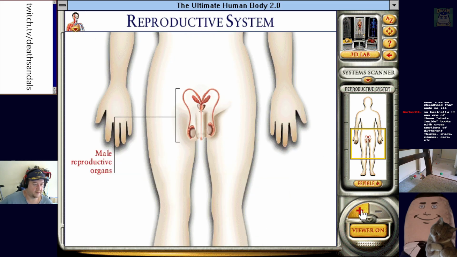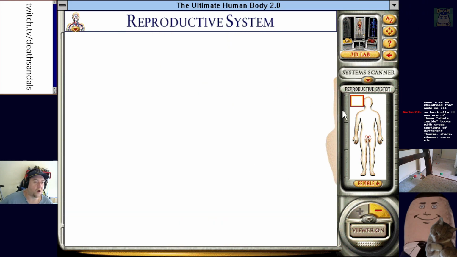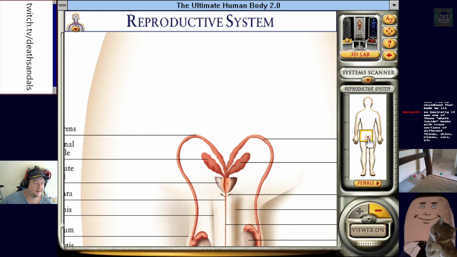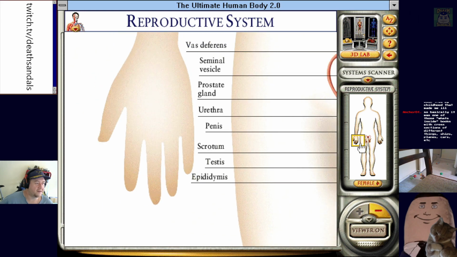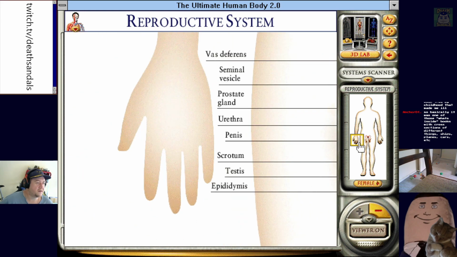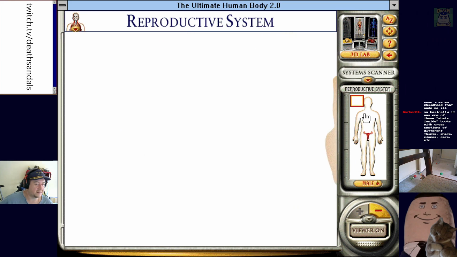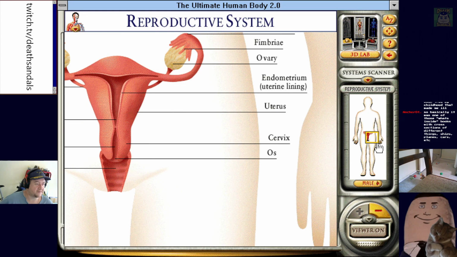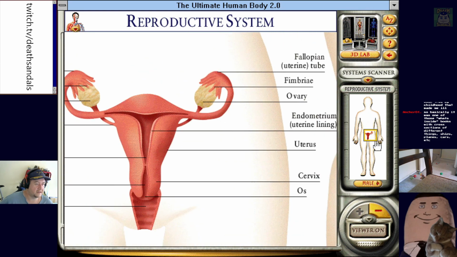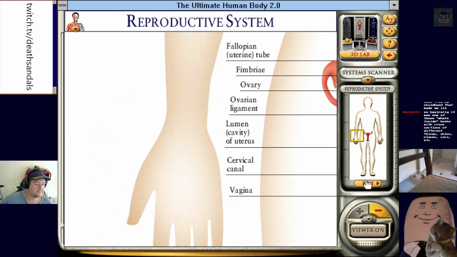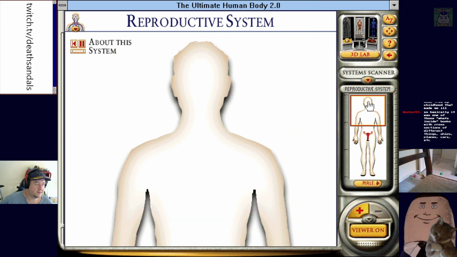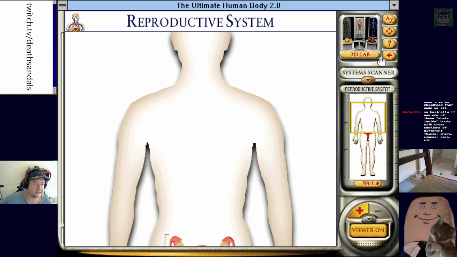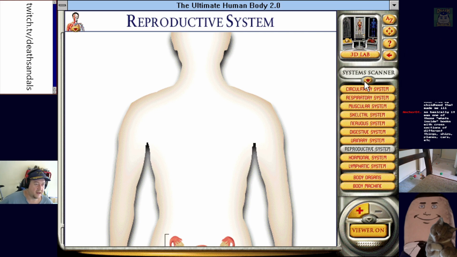Puberty. And we can apparently zoom in a fair bit. Yeah, there we go. Oh, you even get the rundown. Prostate, urethra, testis. We get the one for the girls too. Oh no, that's the standard amount of detail for a medical textbook. Yeah, okay. Uterine tube. The female reproductive system. That is certainly a reproductive system.